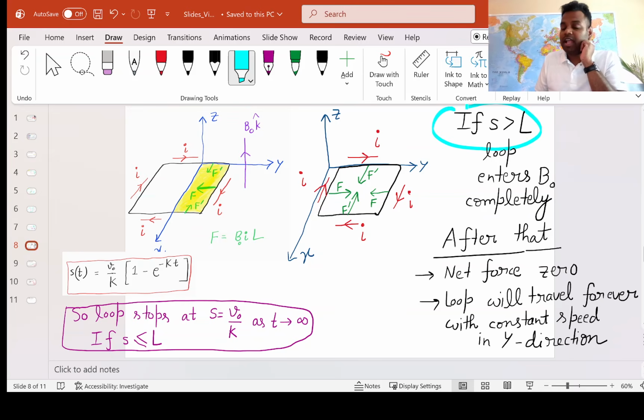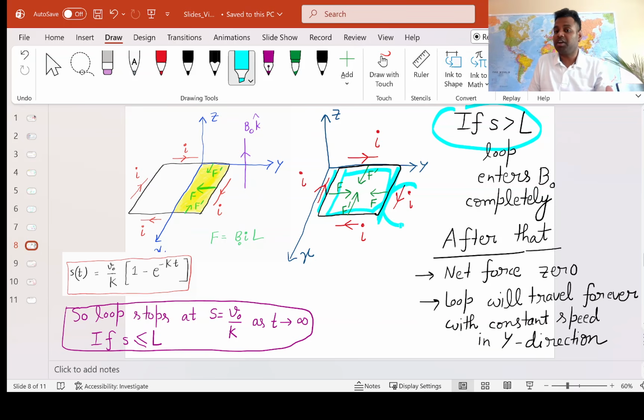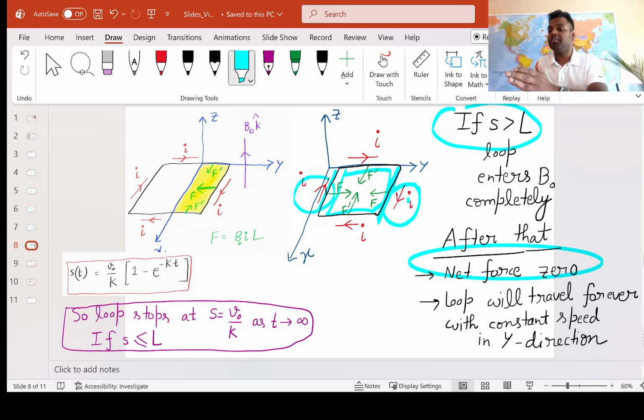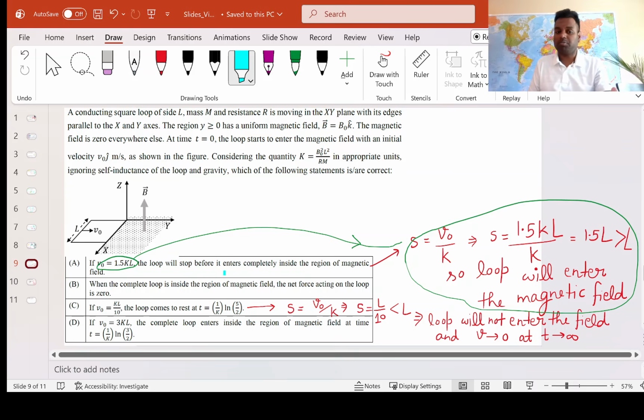So here, when S is greater than L, the loop will enter the magnetic field completely, like you see here, right? And in that case, you can see all the forces will cancel out, because the force on this side of the loop will cancel the force on this side because of the opposite direction of the current. Look at the current, they are in the opposite direction. So the net force will be zero. So once the loop enters the magnetic field, it will not slow down, and after that it will keep moving with constant speed forever. Now we can look at our options.